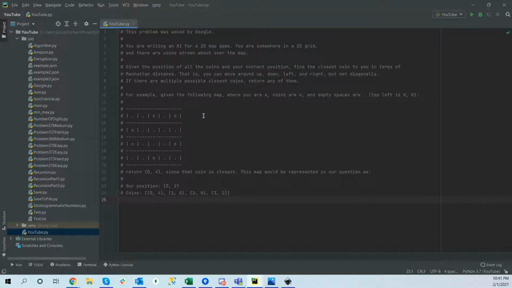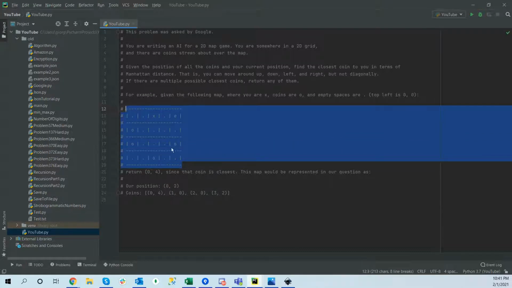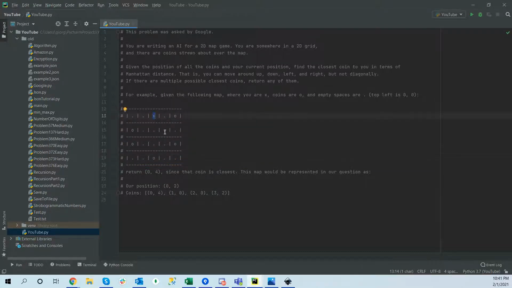So in this problem, what we have to do is we are given this map right here, all right? The X is where we are, and the O's are where the coins are. We're given our coordinate and the coordinates of all the other coins. What we have to do is find the closest coin. In this case, this is what we're given programmatically, right? So our position is 0, 2. This is our position. And then these are all the positions where the coins are.